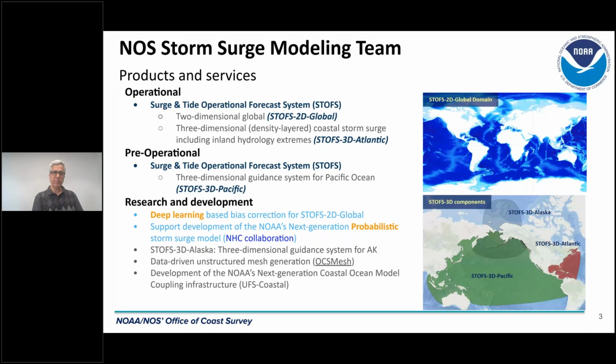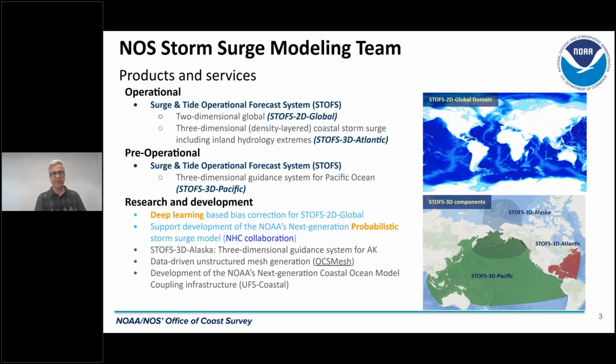Currently, we also have in a pre-operational setting, for more than a year now, our STOFS 3D Pacific. Again, on the right-hand side, bottom, the green area is the Pacific domain in pre-operational setting, and the plan is for the next upgrade toward the end of '25, early '26, we are going to have this component also in operation.